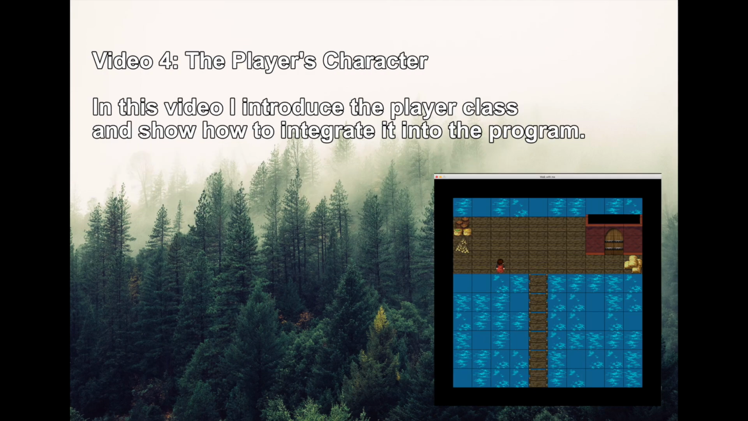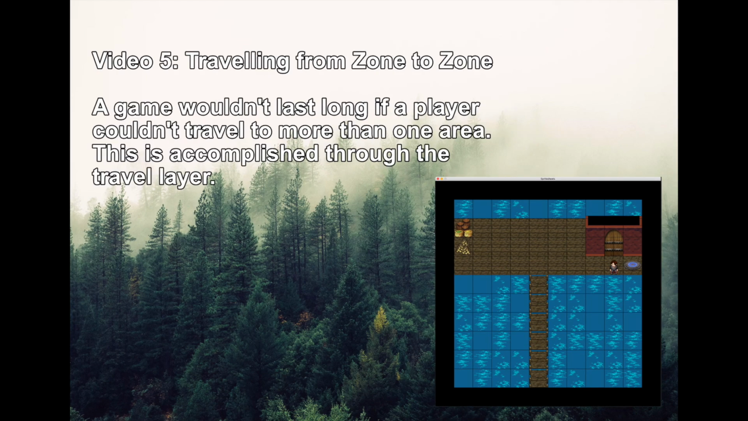In the fourth video, we'll implement the player's character. In this video, I introduce the player class and show how to integrate it into the program. In the fifth video, I talk about how to travel from one zone to another. Having a foreground, having an area we can walk around on is great, but we want our playing character to be able to travel to other areas, other zones, but only if they have accomplished everything they needed to do. I do this by implementing what I call the traveling layer.